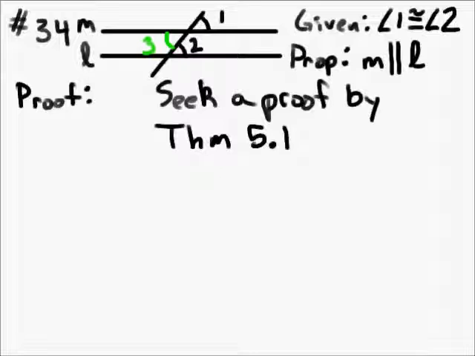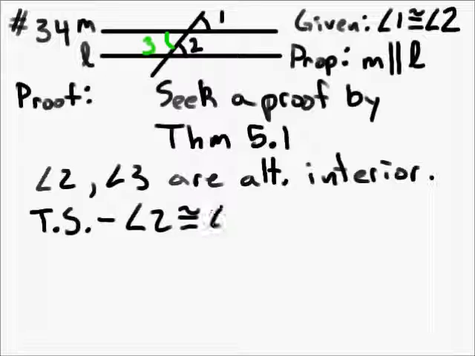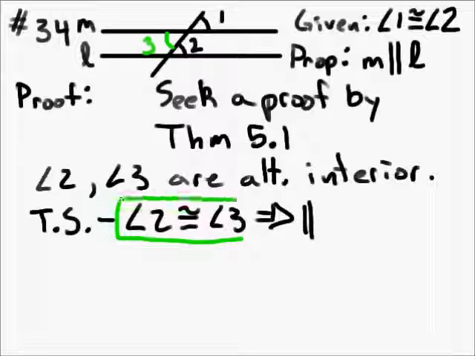So, angle 2, angle 3 are alternate interior. So to show angle 2 congruent with angle 3. That implies that they're parallel via theorem 5.1. That's our big goal right now. Well, how?